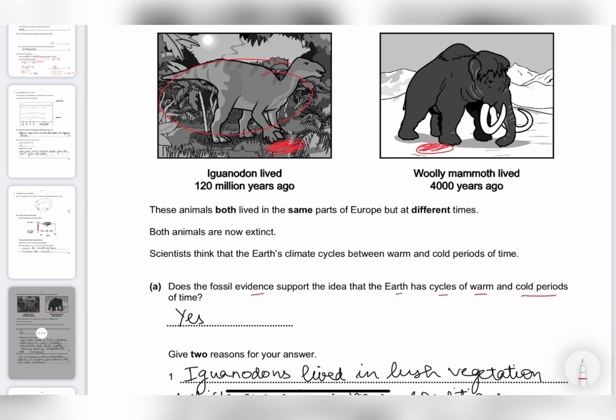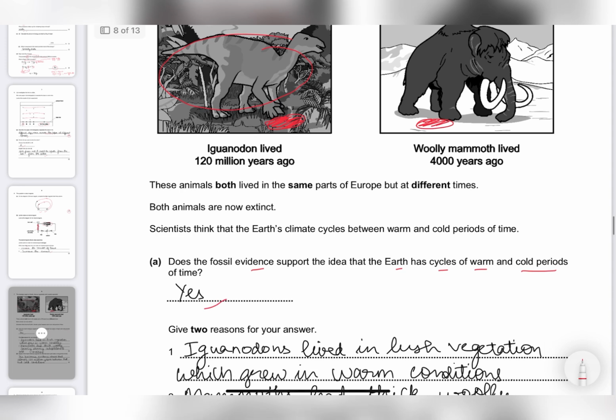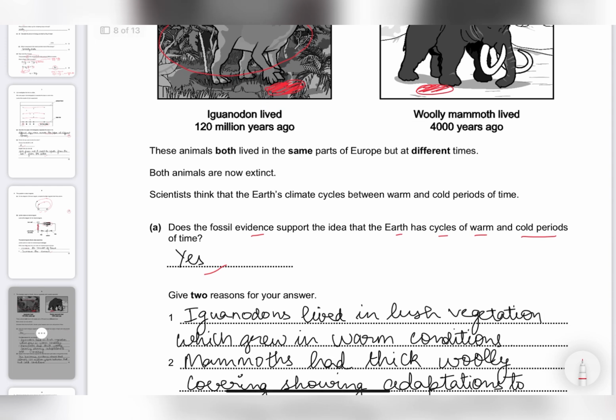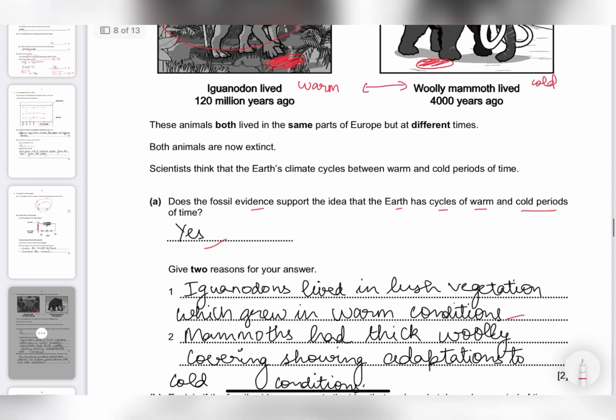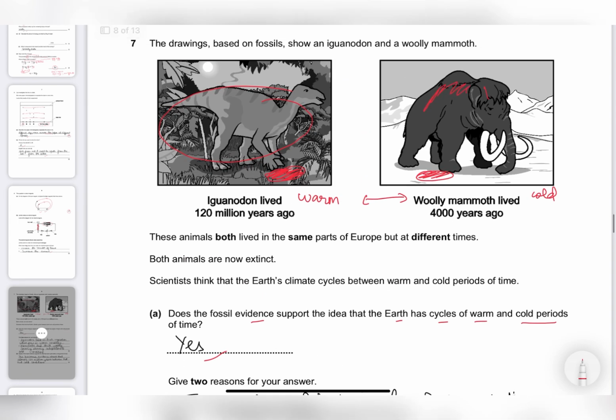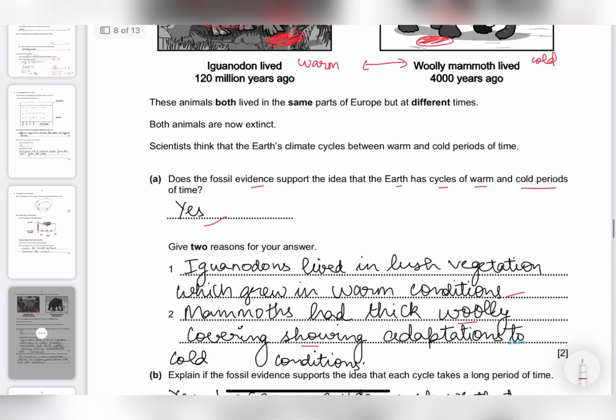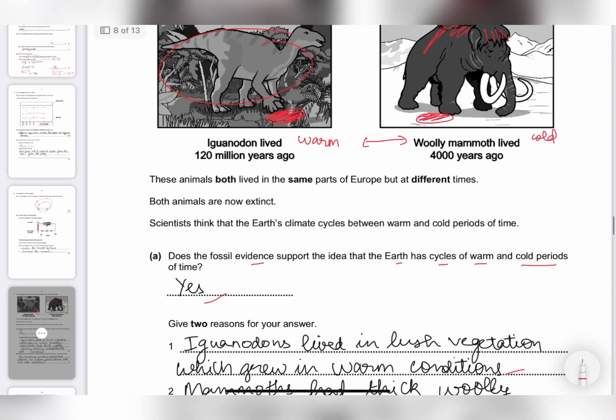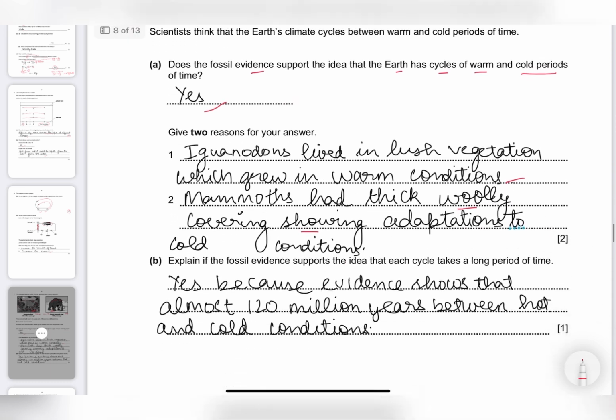You can write down yes as well, you can write down no as well, but you have to give the correct explanation for it in these types of questions. So I have written yes because, as we can see, iguanodons lived in lush vegetation which grew in warm conditions. Over here is warm, over here is cold. As we can see, the ages are changing. So yes, this can support the idea. Mammoths had a thick woolly covering, as we can see from here, showing adaptation to cold conditions. All right, so you have to frame answers like this.